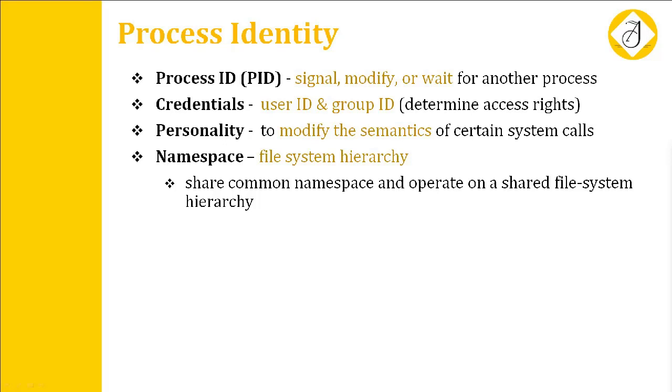And number three is personality. It is not traditionally found on Unix systems, but under Linux, each process has an associated personality identifier that can slightly modify the semantics of certain system calls. It is used primarily by emulation libraries to request that system calls be compatible with certain specific flavors of Unix. And the last one is the namespace.